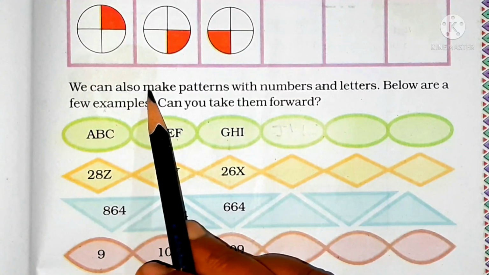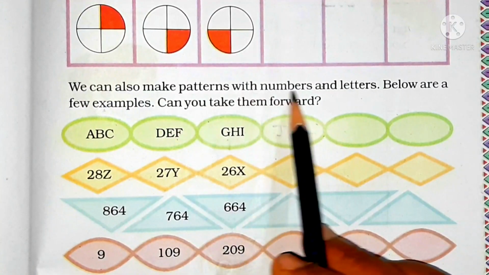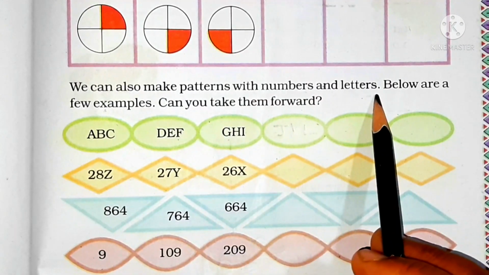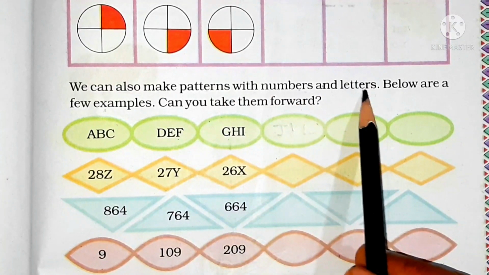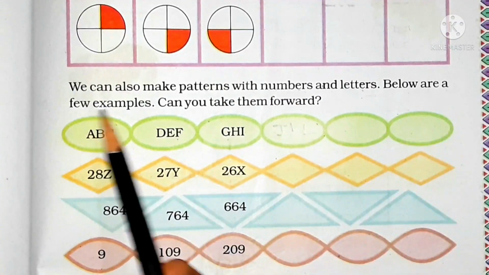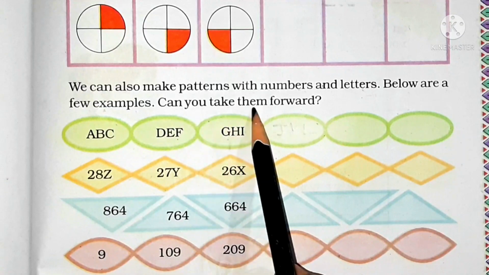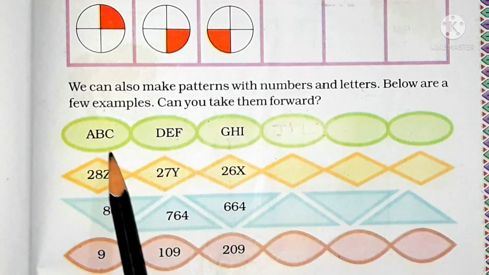We can also make patterns with numbers and letters. That means children, we can make patterns with numbers and letters also. Below are a few examples. Can you take them forward? So let us see the patterns.